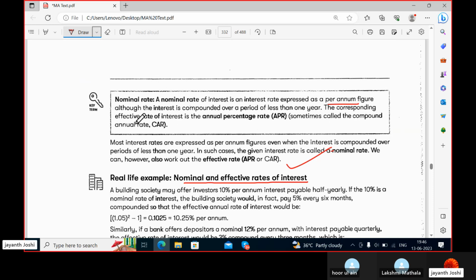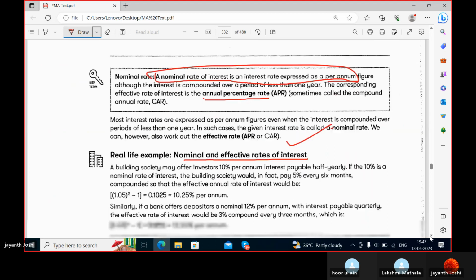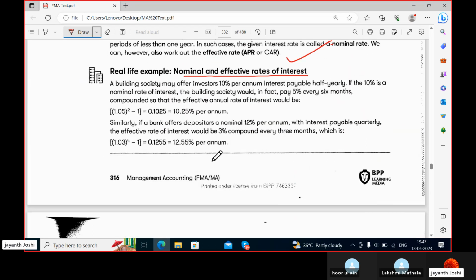But effective rate of interest is annual percentage rate. That means it's also called as compounded annual rate. So annual percentage rate is nothing but exact rate per annum, taking into consideration the compounding frequencies. Here there's just annual compounding, in case of nominal rate. Let's see the question. You can find out the difference as well.